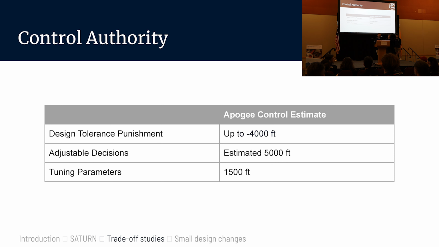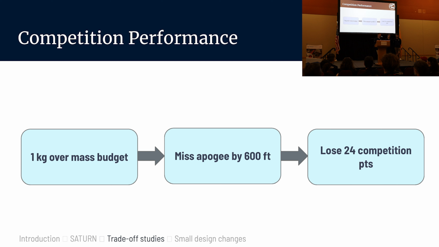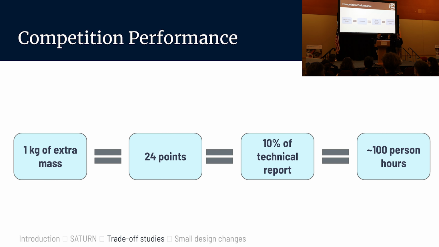Finally, on the day, we can tune to around 1,500 feet, depending on weather conditions. To summarise this in terms of competition performance, we can say that being 1 kilogram over the mass budget, or 4% error in drag, means that we will miss apogee by 600 feet and lose 24 competition points. To put that into perspective, 24 competition points is around 10% of the technical report.